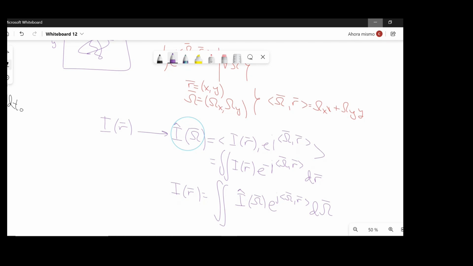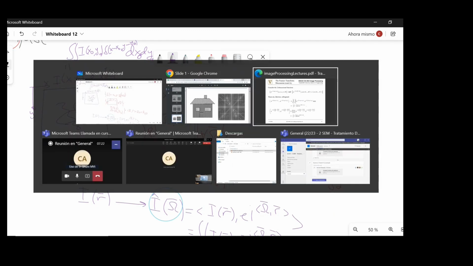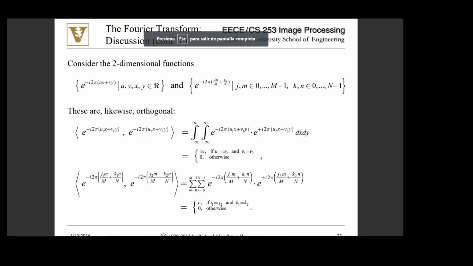Okay, so now what does it mean? We have extended our basis to multiple dimensions. This is my new basis in Fourier space, or this is the basis that defines the Fourier space. But then, how do two-dimensional complex exponentials look like?